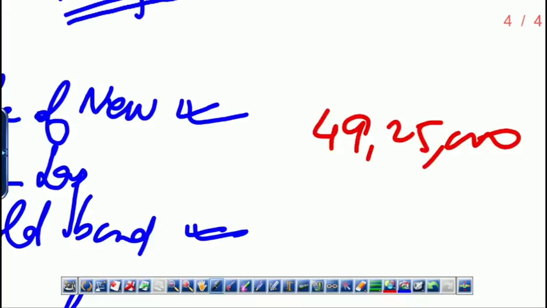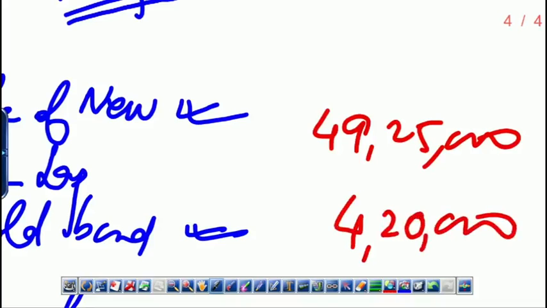This is coming to 4 lakh 20,000. You can check again please. I am checking again: 14% of 300 lakhs, into 2 by 12, into 0.6.